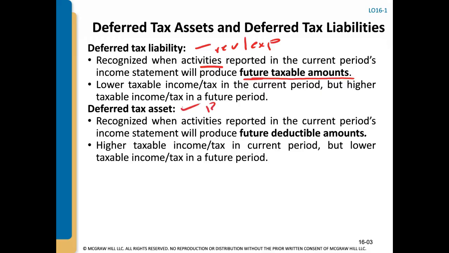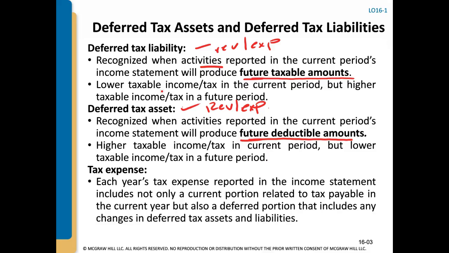On the flip side, we have deferred tax assets, which are activities, the revenue and expenses that are reported in the current period's income statement that will produce future deductible amounts. So we recognize more revenue or less expense in the current period for tax purposes, and that will result in a future deductible amount, and we record a deferred tax asset for that.